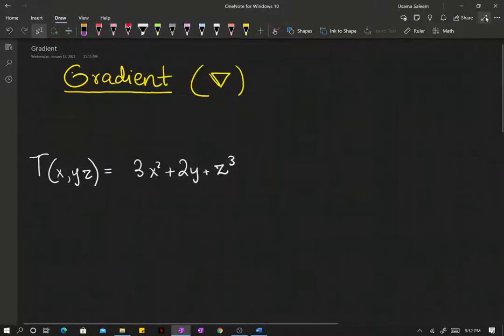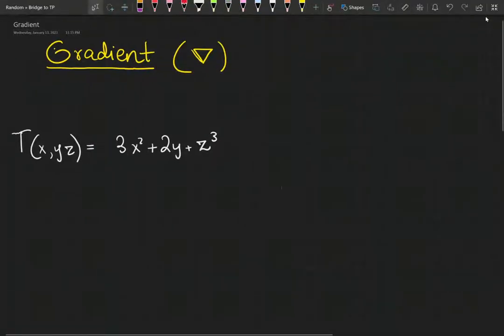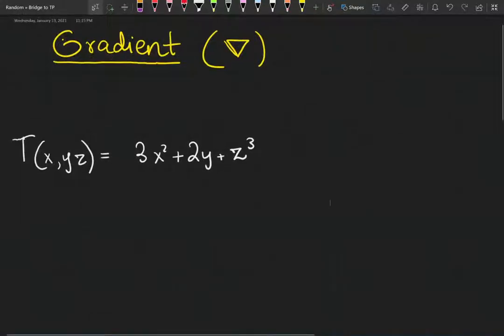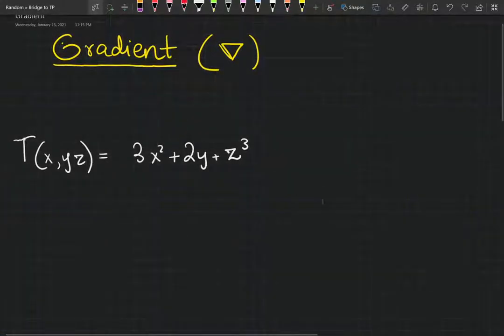Alright, hello everyone. In this video we shall go over our first operation from multivariable calculus that will be helpful in our understanding of transport phenomena.